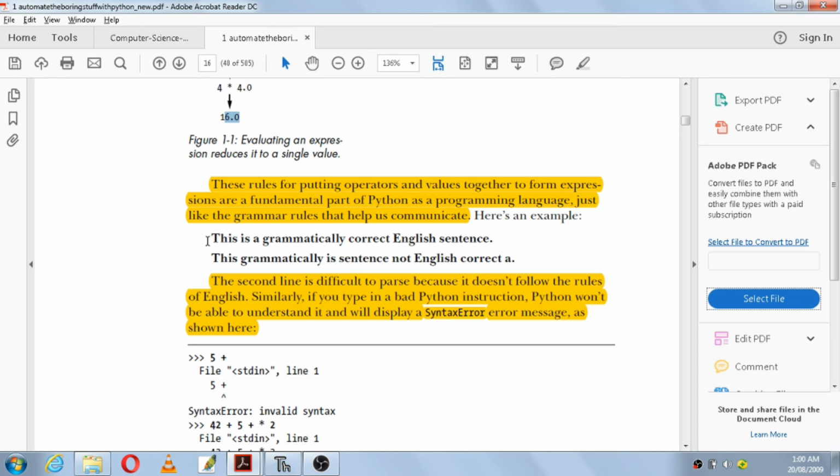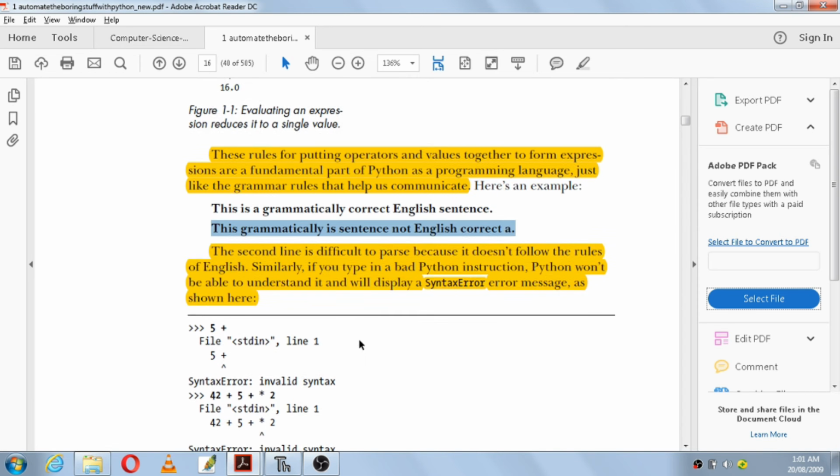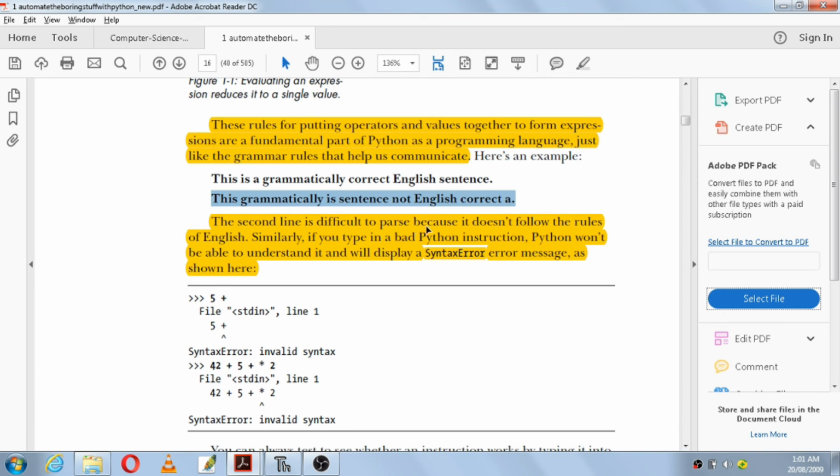Some examples are here. This is a grammatically correct English sentence. The second phrase is not a grammatically correct English sentence. Although it is written in the English language, it is not following the grammar rules. Same way, they are saying that if you want to write a program in Python, you have to follow the basic rules. That means how to write the expression, it should have values, where you have to put the operator. The second line is difficult to parse because it doesn't follow the rules of English.